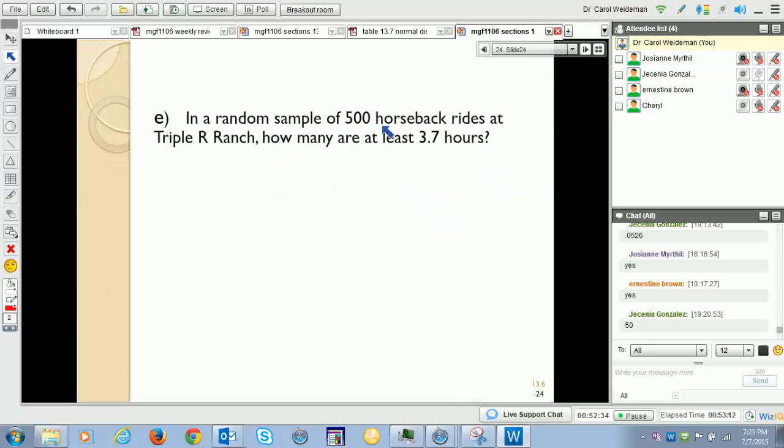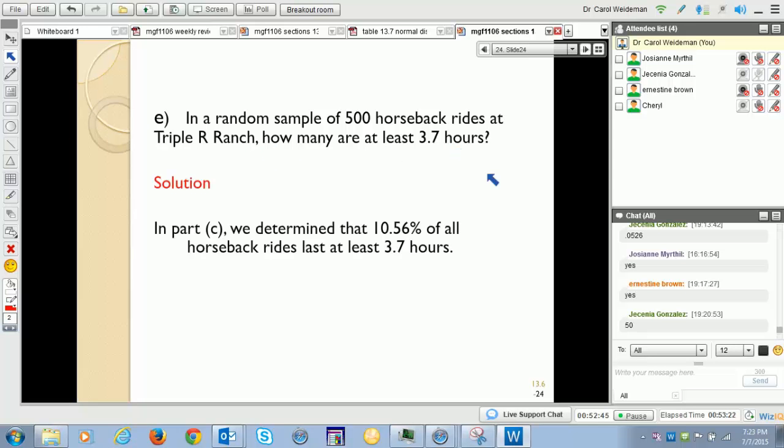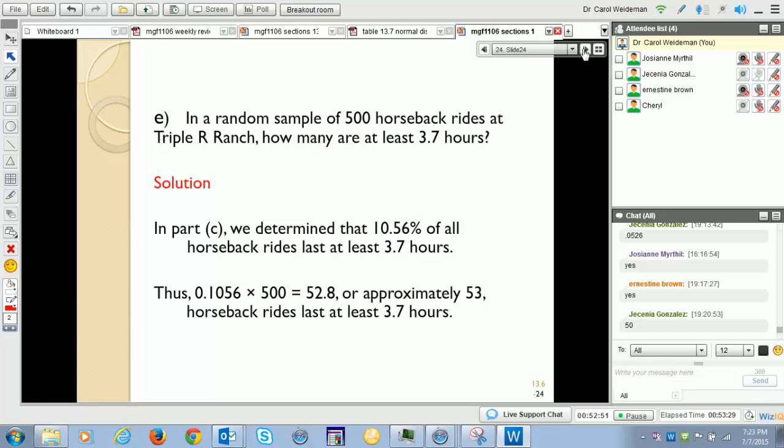In a random sample of 500 horseback rides at this ranch, how many were at least 3.7 hours? We did this in Part C. We found the answer for this was 10.56%. So if we have 500 rides, all we do is find 10.56% of 500. So it's about 53 horseback rides would last at least 3.7 hours.